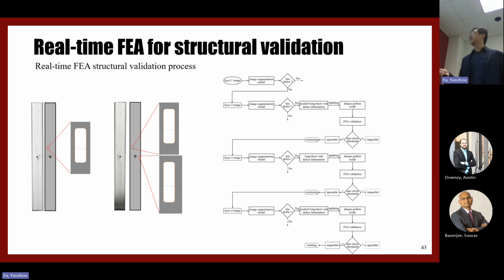But on layer 4, there is a defect. You can notice here, a defect occurs around the fastener hole. That means the final maximum stress will be reduced a lot. After analysis, the final FE result shows the maximum stress is lower than the threshold, which means an impactful defect occurs. So it will pop up the warning window here.